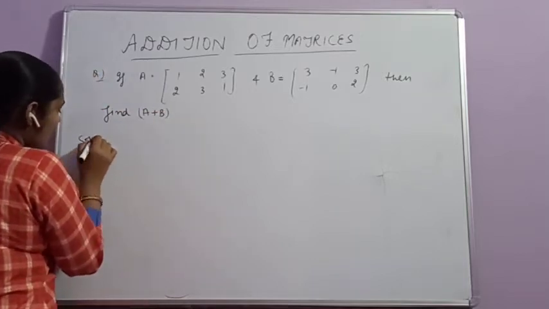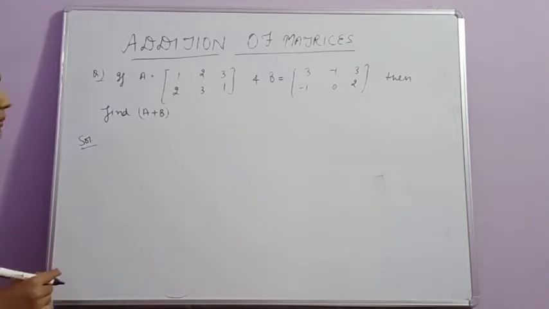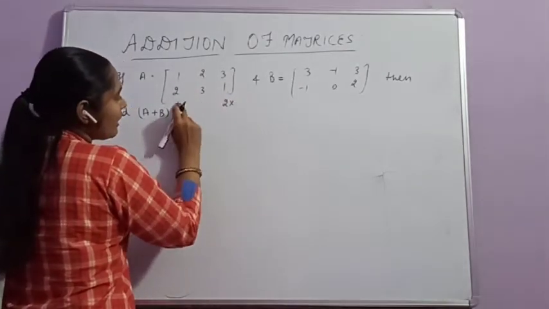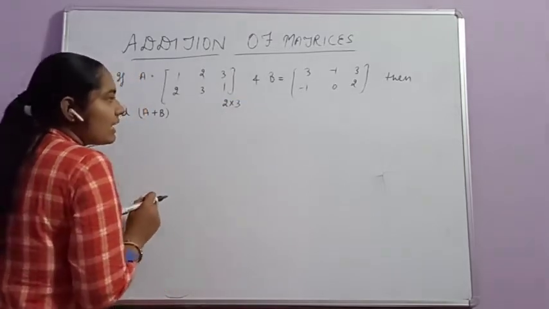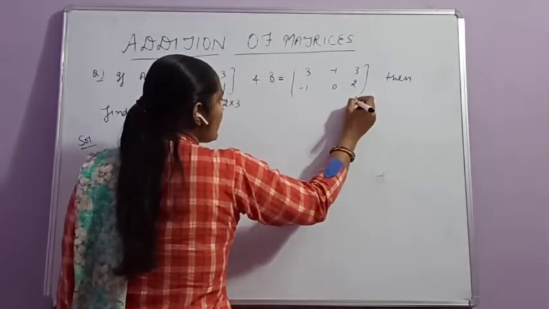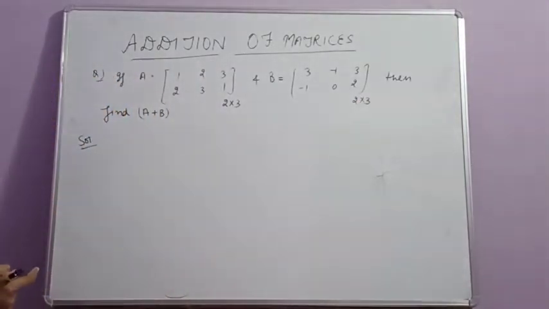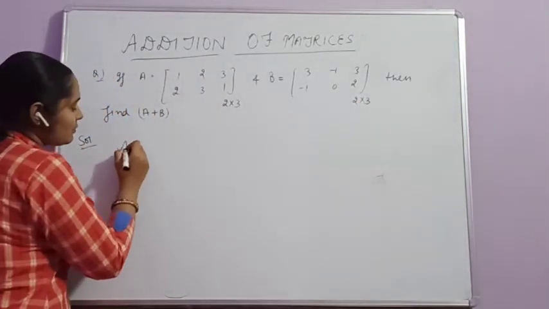First of all, we check the order of A and B. The order of A is number of rows 2 multiplied by number of columns 3. Similarly, in matrix B, the number of rows is 2 and the number of columns is 3. The order of the matrices is the same, which means A plus B is possible.